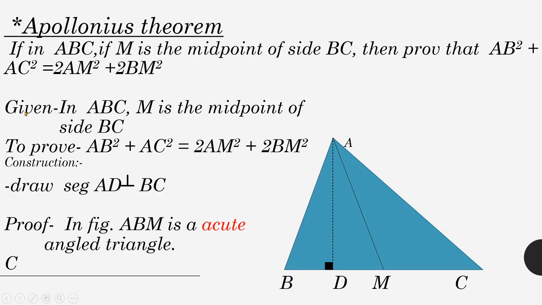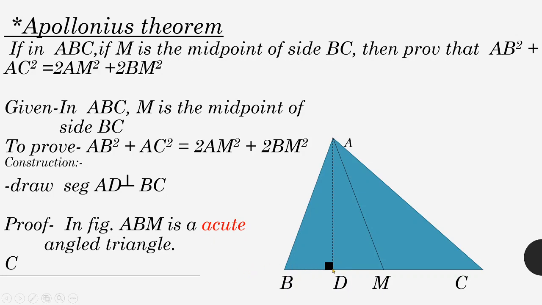Now from the figure you can write the given part: in triangle ABC, M is the midpoint of side BC. It is already given. To prove: AB square plus AC square, the remaining two sides of this triangle, is equal to 2AM square, the median, plus 2BM square, this half part of BC. There is some construction. Draw segment AD perpendicular to BC. We draw AD as a dotted line perpendicular to BC.